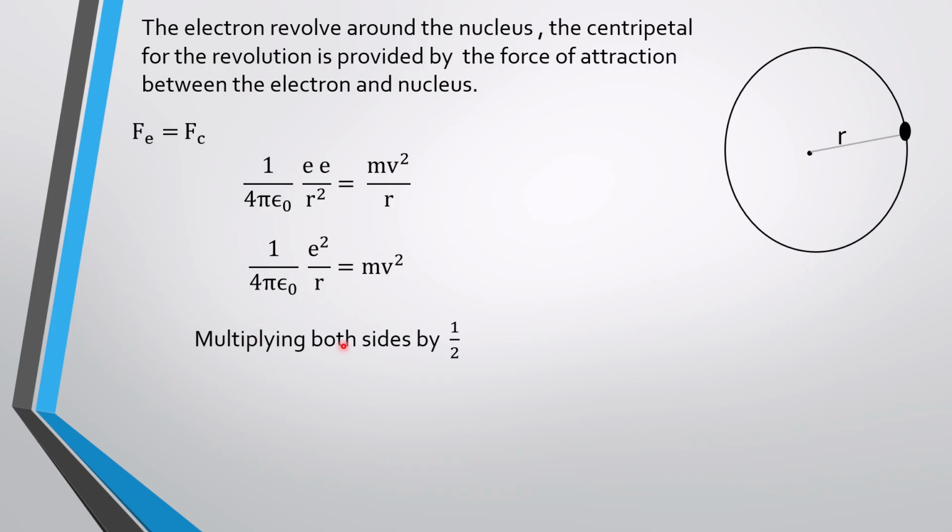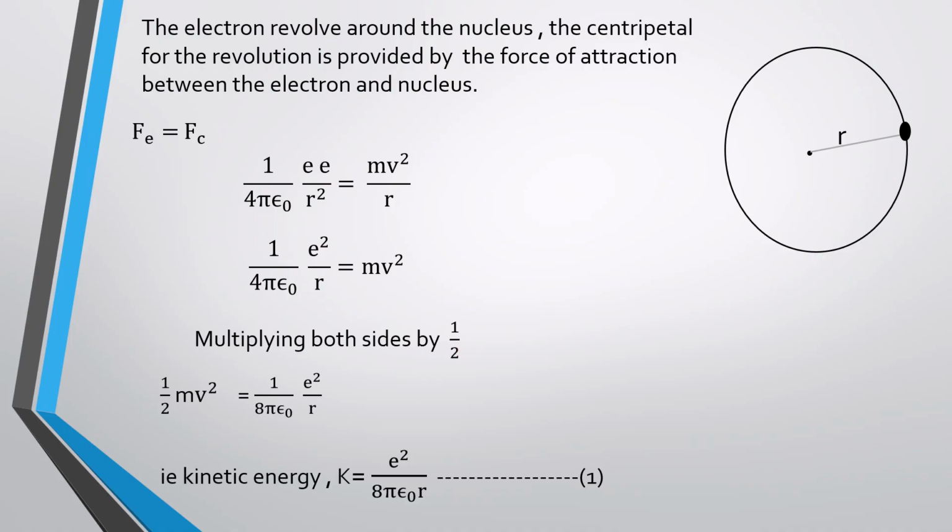Now we can multiply both sides with half. Half mv square is equal to, on multiplying by 1 by 2, 1 by 8 pi epsilon 0 e square by r. Half mv square is kinetic energy. So kinetic energy K is equal to e square by 8 pi epsilon 0 r. So this is the equation for kinetic energy of the electron.